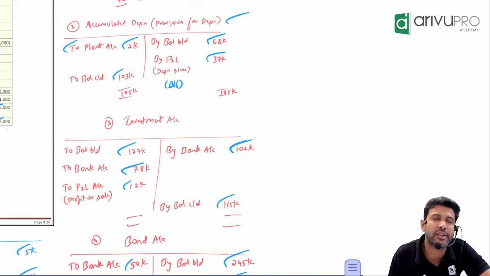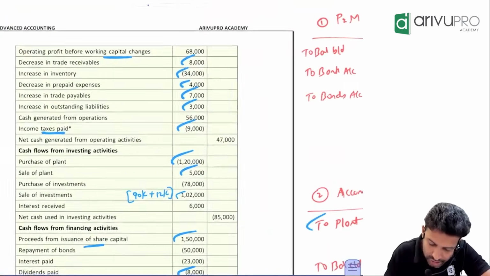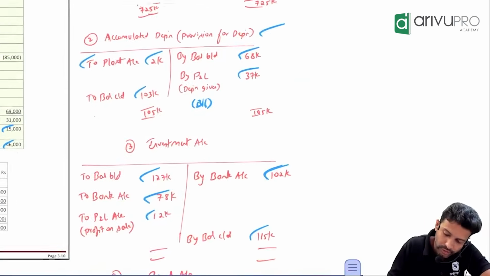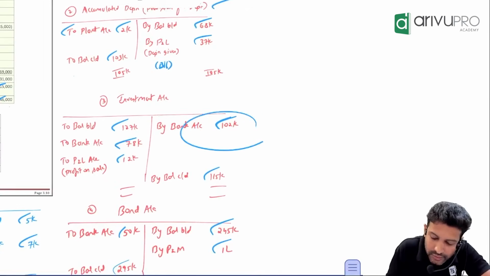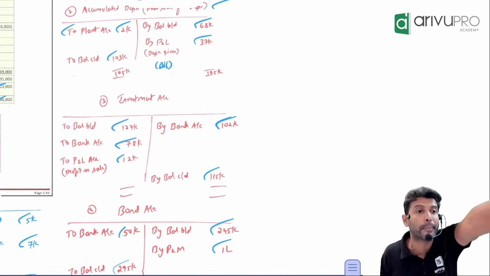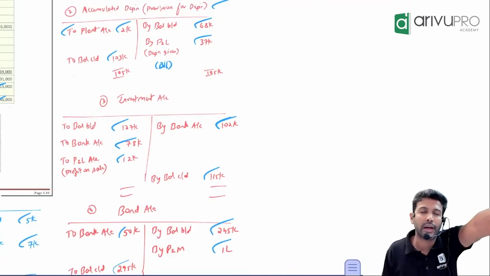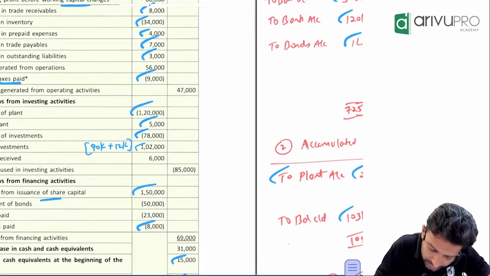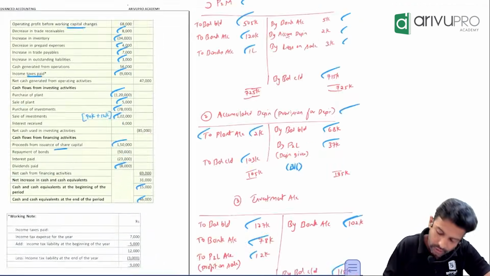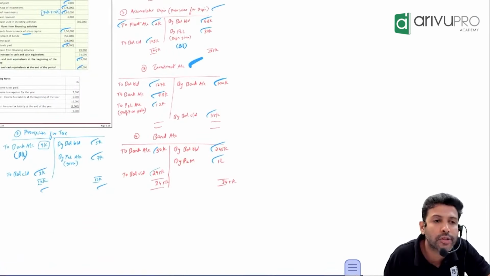Investment purchased. Investment purchased, what activity? Plus or minus? Minus, how much? 78. Next, how much is investment sold? By bank means investment sold. What is the total selling price? 102. Where it will come? Investing activity. I think that we ticked off previously only. Yes. This ledger is also fully closed.